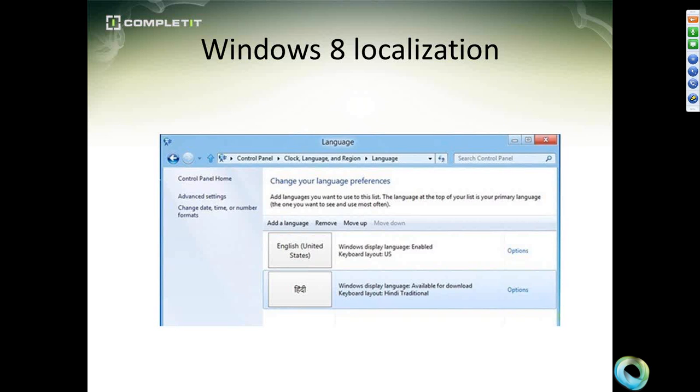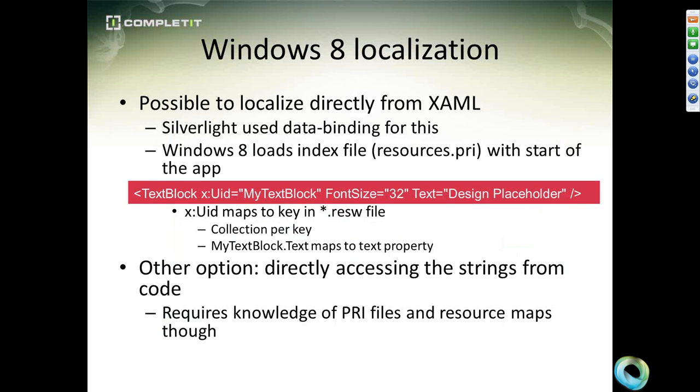It is actually the place where you can add languages to your system. In this particular case, we have English as the default, and then we have some Hindi traditional as a second option in the application. So from WinRT, we can ask which are the available languages that have been installed on the system, and based on that we can decide in which language we are going to be displaying the language. So it basically gives us more options in terms of localization.